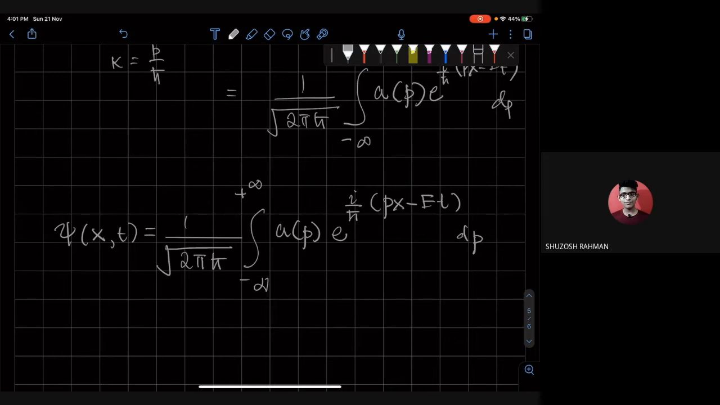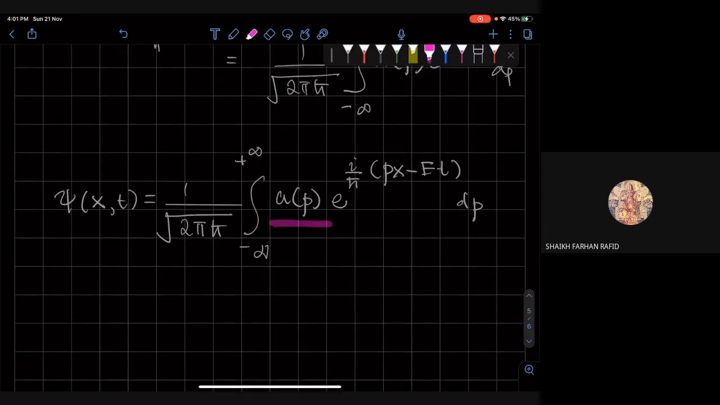Are these all linear combinations of e to the power i by h bar (px minus Et)? Exactly, yeah. So what kind of linear combination it is will depend on this function, right?